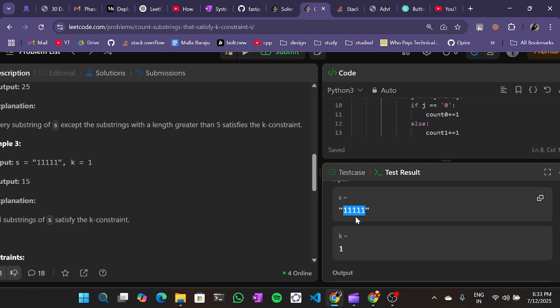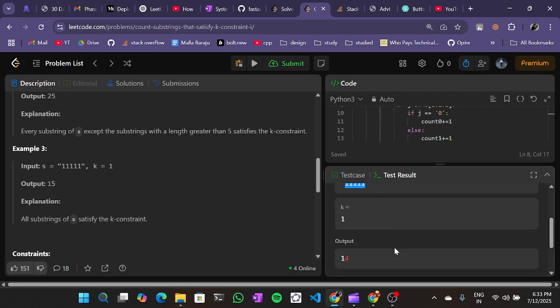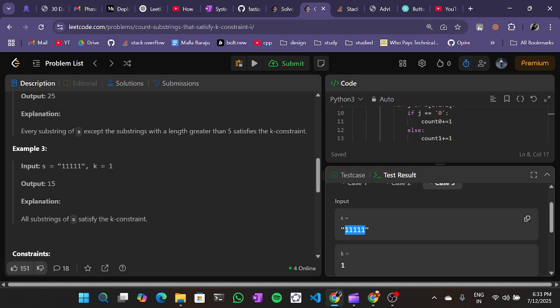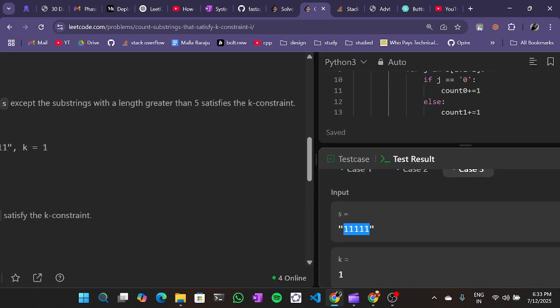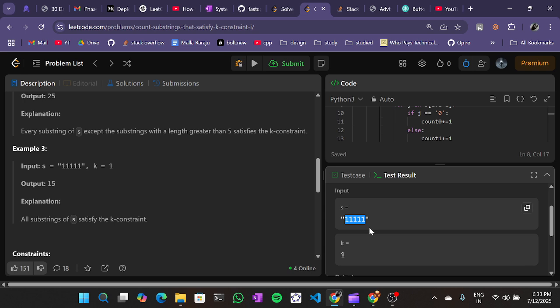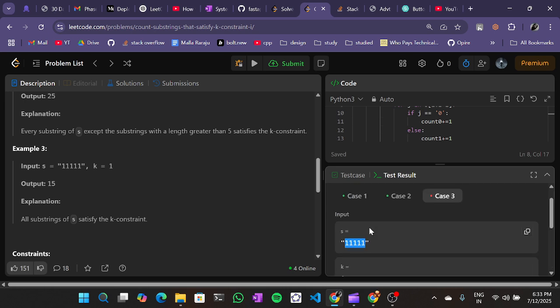So this will be one substring, and it will be n into n plus 1 by 2. So 5 into 5 plus 1 by 2, sorry, 5 plus 1, divided by 2. 5 into 5 plus 1 by 2 will be 15. Let's dry run this case.